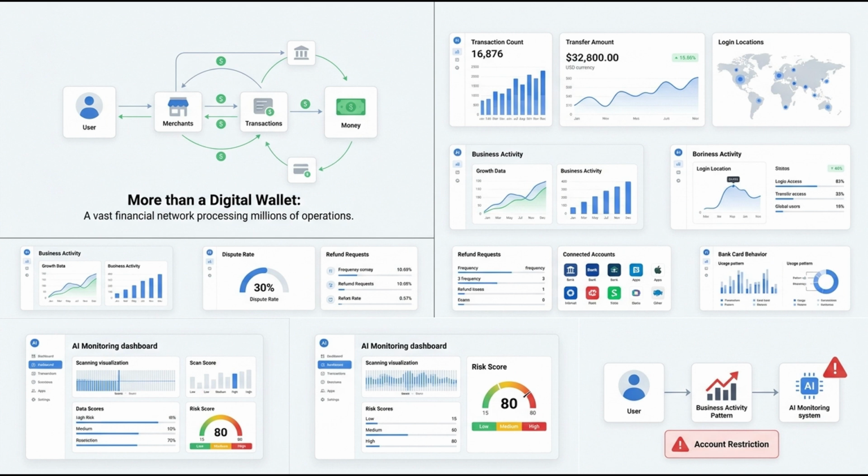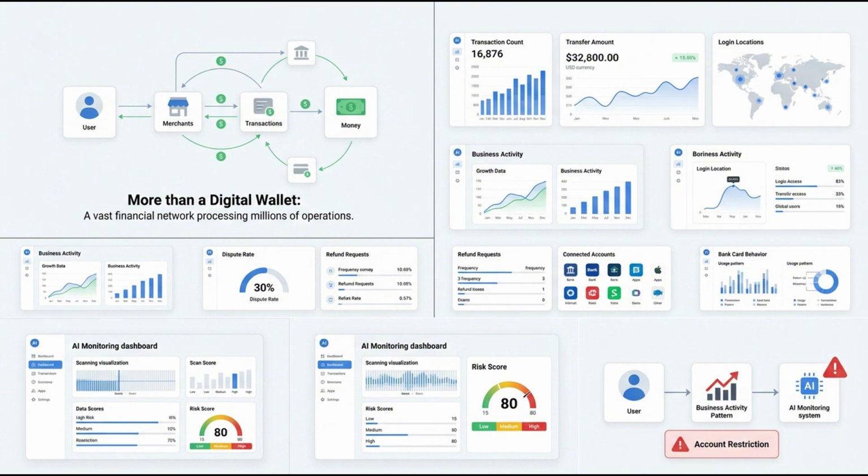They monitor almost everything. The number of transactions, the value of transfers, the countries you log in from, your business type, dispute rate, number of money refund requests, relationships between different accounts, how you use bank cards, and much more. Sometimes these systems make automatic decisions without direct human intervention. And that's where the problems begin, because the system might interpret some normal actions as high-risk activity.